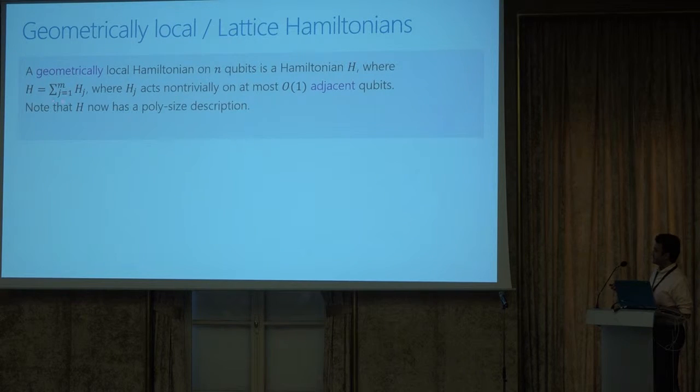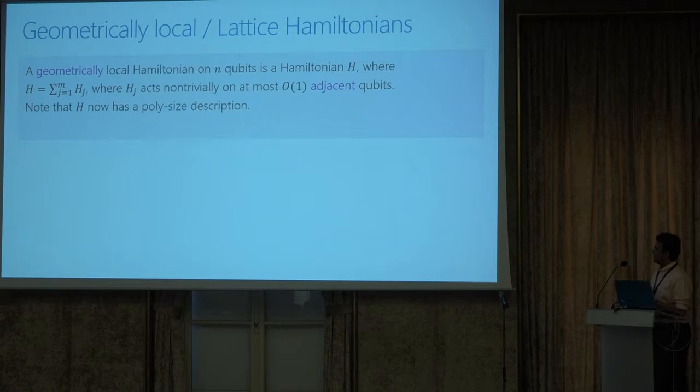H can be written as a sum of hj's, where each hj only acts on a constant number of qubits at a time. And this constant number of qubits, let's say there's 3 of them at a time, they're adjacent. And I've highlighted the word adjacent and geometrically to enforce the idea that adjacent only makes sense once you have a geometry. So you want to think of these qubits as being laid out in space somewhere. Like maybe they're on a line, and every term in the Hamiltonian only has 3 of them next to each other, interacting with each other.